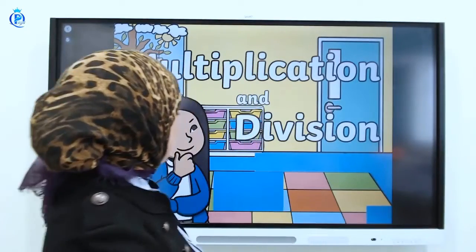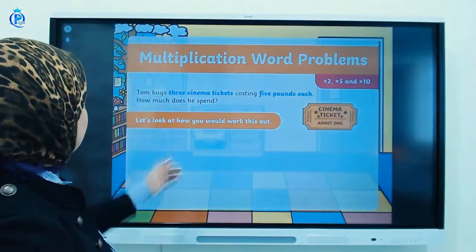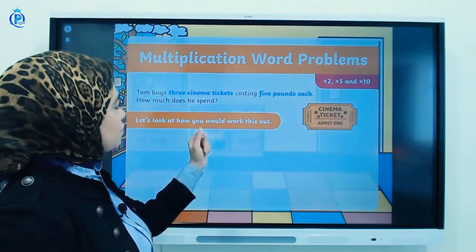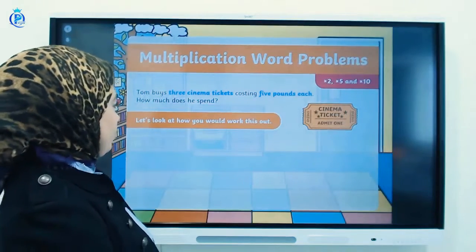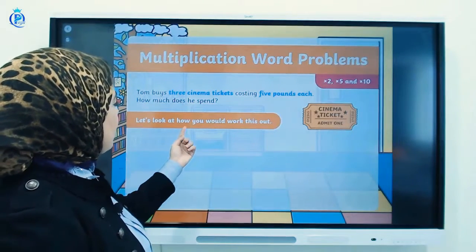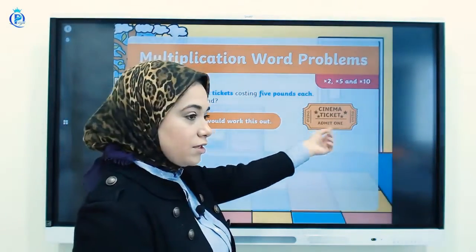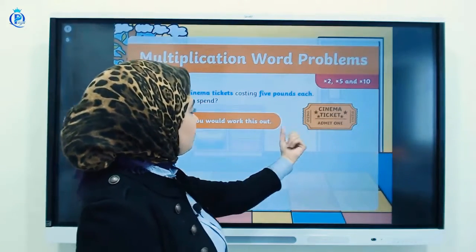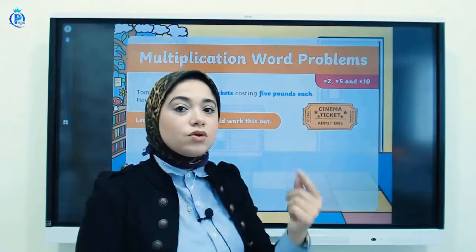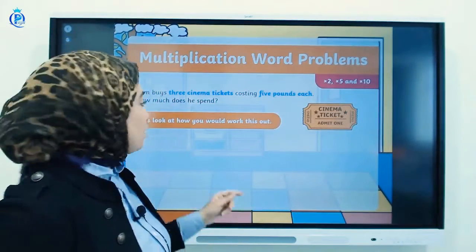Let's start multiplication and division word problems. Now, how can I solve a multiplication and division word problem? Look at this. Here: Sam buys 3 cinema tickets costing £5 each. How much does he spend? Let's look at how you would work this out. So, 3 cinema tickets, and every ticket costs £5. How much does he spend?